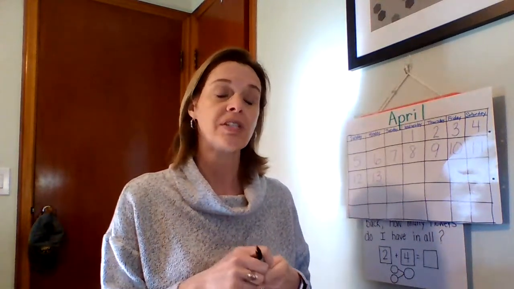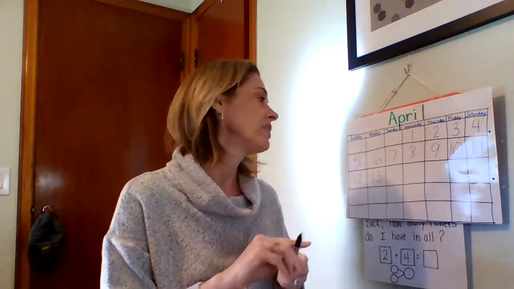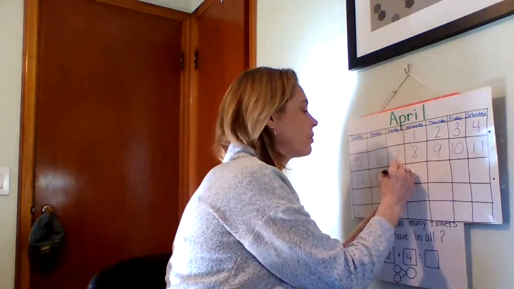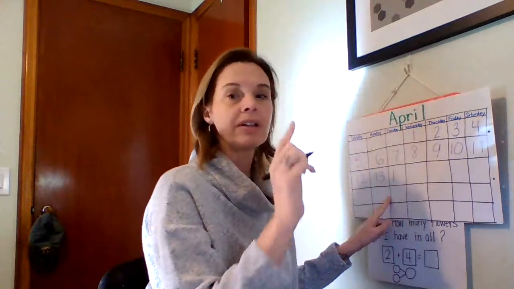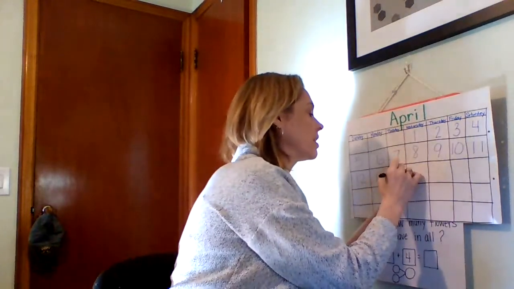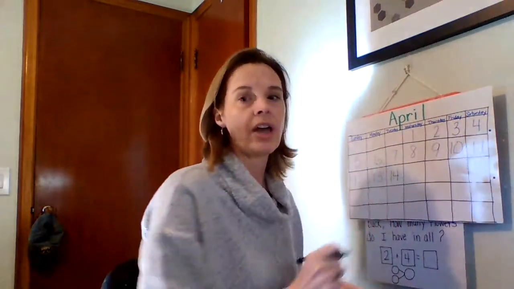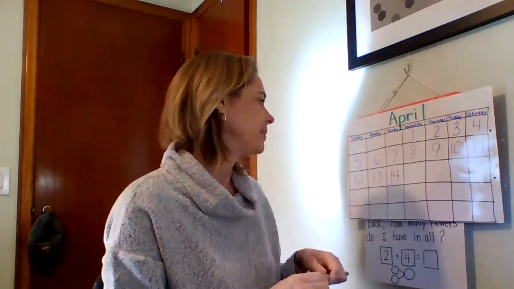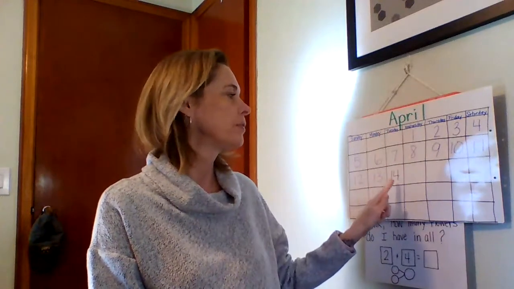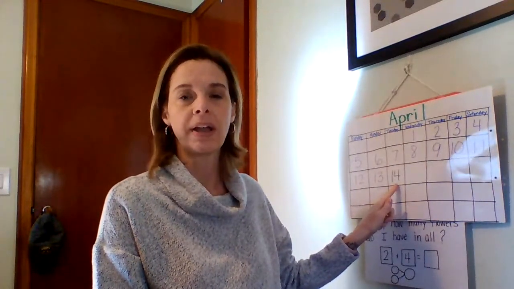So we know teens all start with a 1. So if it's a teen number, the first part will be a 1, 14. It's a 1 and 4 squished together to make the number 14. So then we review the date. Today is April 14th, 2020.